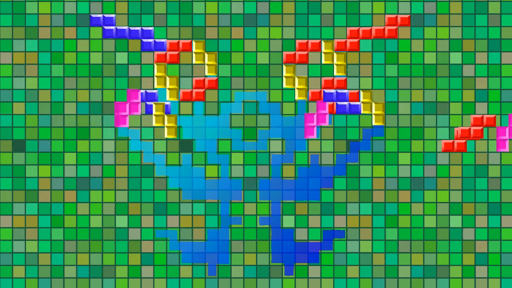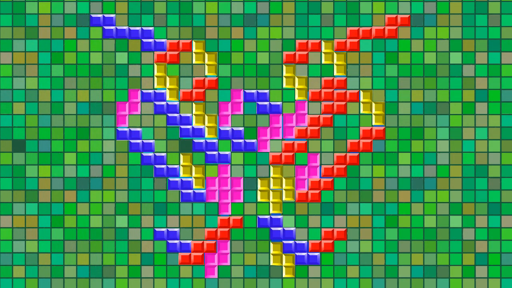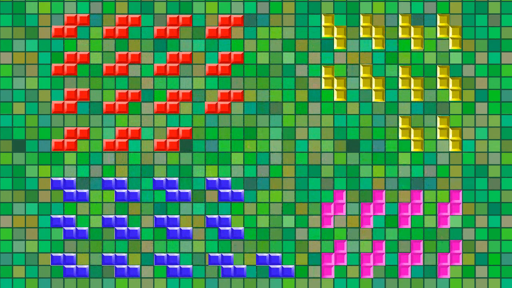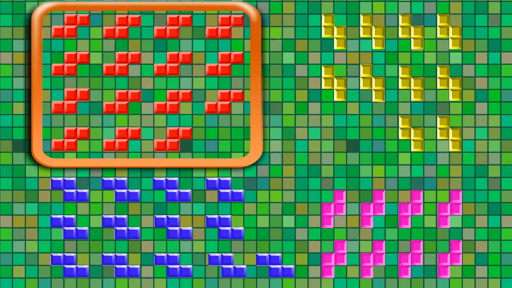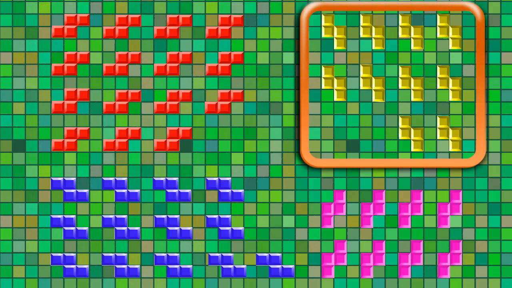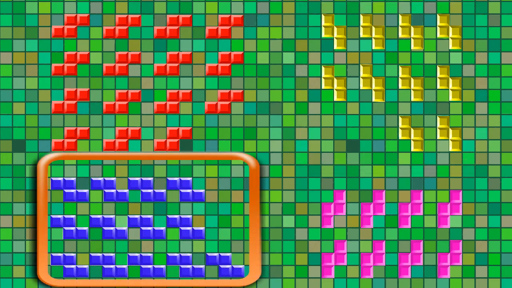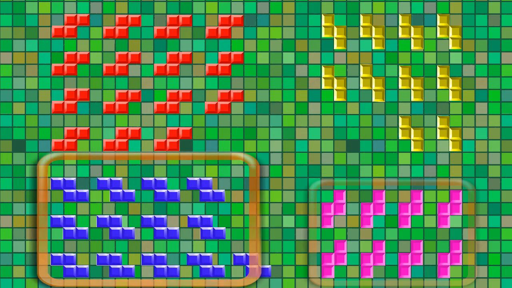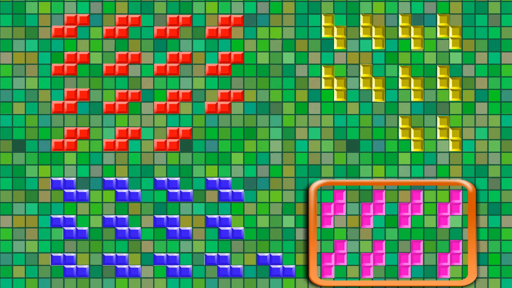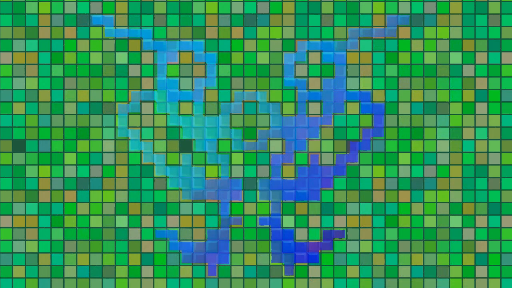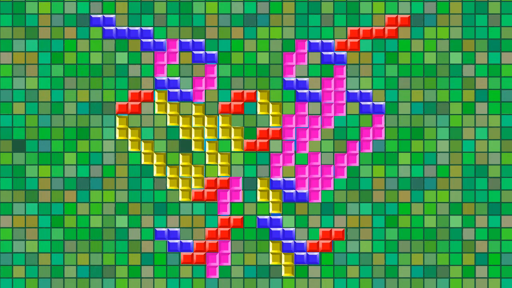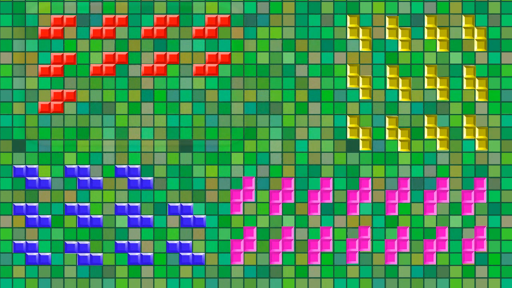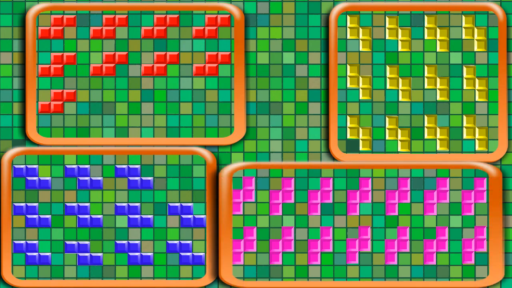For example, let us look again at the tiling of the previous lattice polygon P. For this tiling, the number of red tetrominoes is odd, the number of yellow tetrominoes is even, the number of blue tetrominoes is odd, and the number of pink tetrominoes is even. Let us look at the other tiling of P. Again, the number of red, yellow, blue and pink tetrominoes is respectively odd, even, odd, and again even.